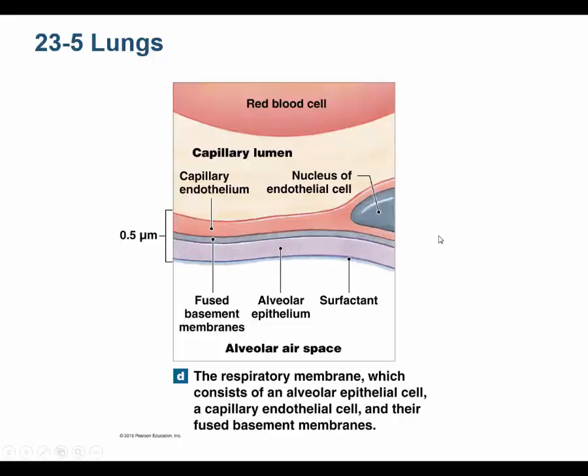Here is the respiratory membrane. The air has to cross this membrane to get into the blood. All right, so what does the membrane look like? Well, first of all, you have this. This is your surfactant right here. And you have your cells. These are your type 1 pneumocytes.